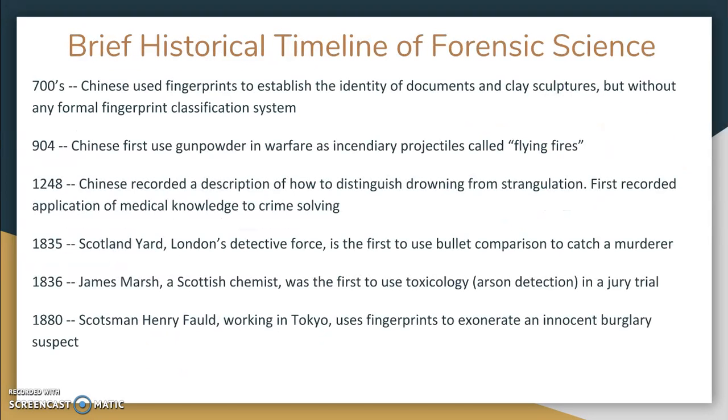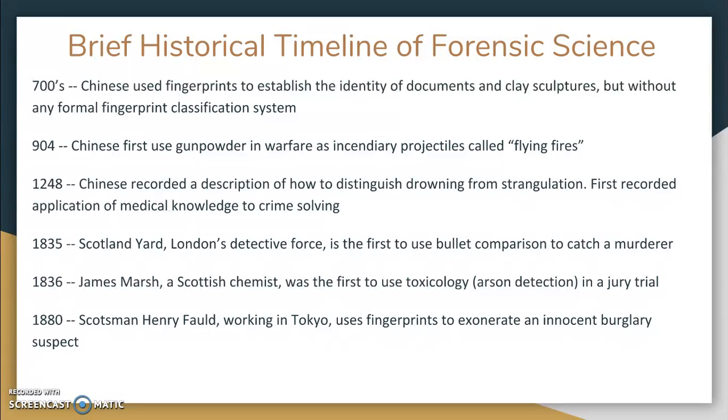Some of what I thought was more cool stuff from the timeline, like I said, it is much longer in your book, and there are some really cool things in there as well. But in the 700s, Chinese were the first people to use fingerprints to establish any sort of identity. So what they would do is they would put it on their art fixtures, their clay sculptures, but there wasn't any sort of classification system. This was just like, hey, I did this, let me put my stamp on it or my fingerprint on it to identify me as the artist.